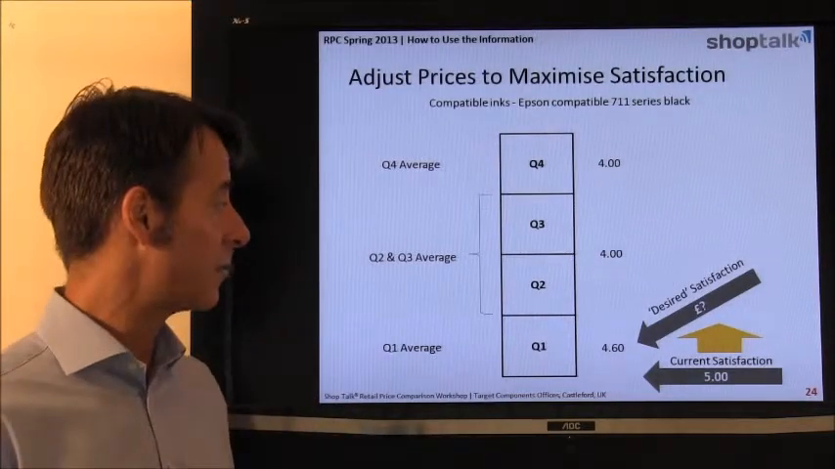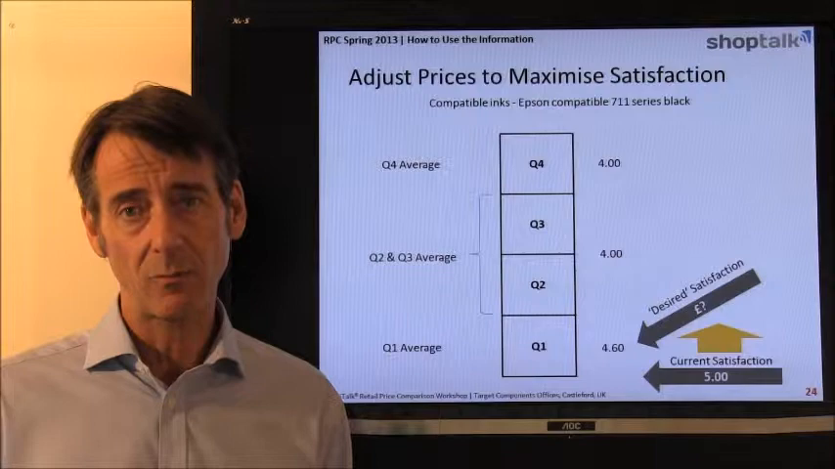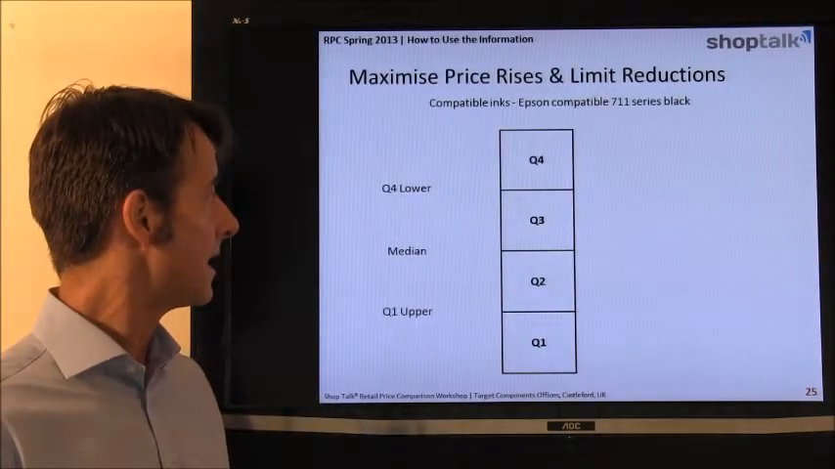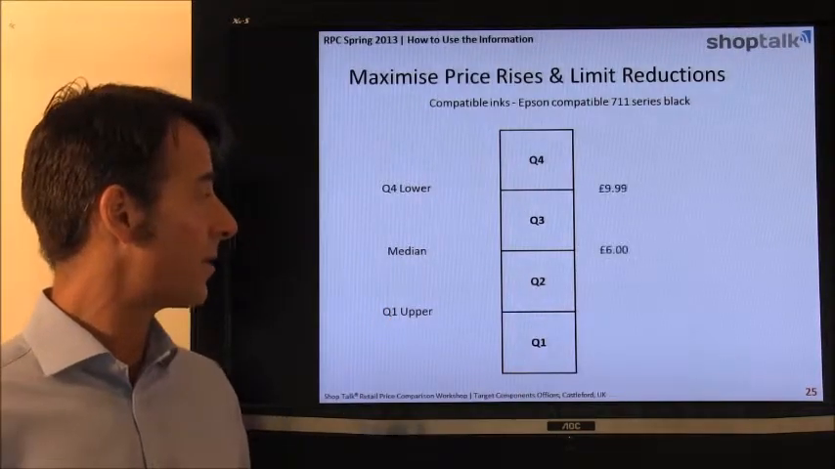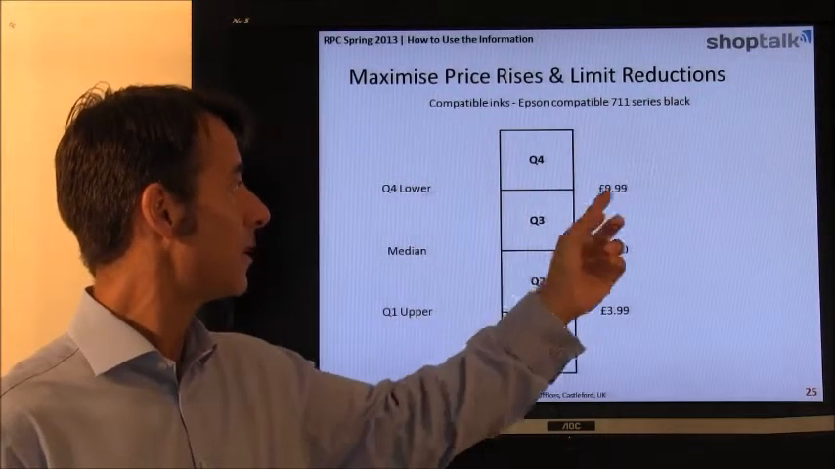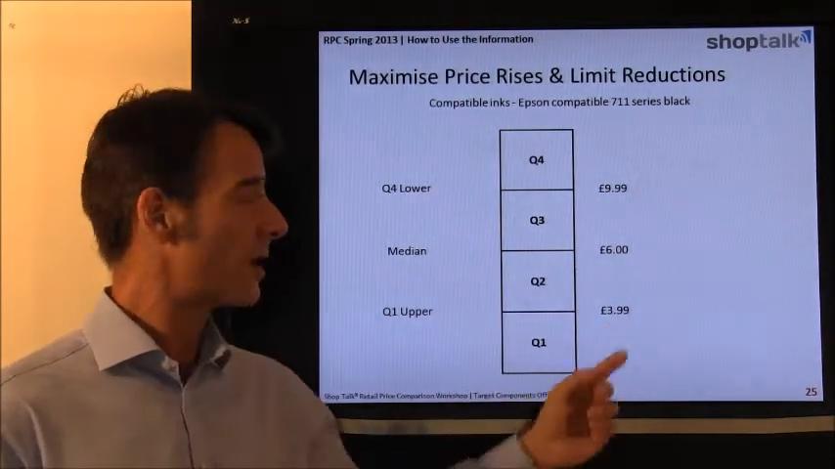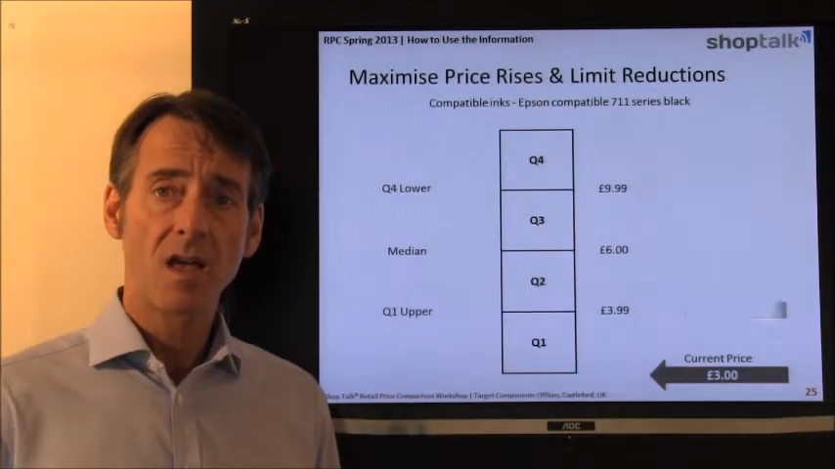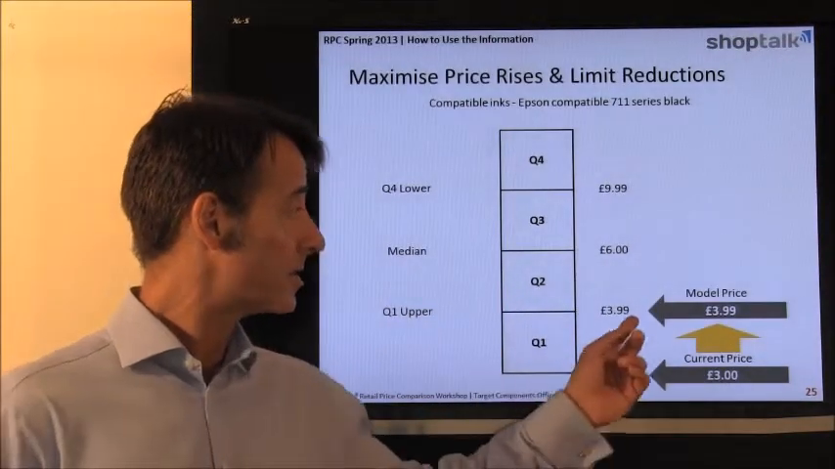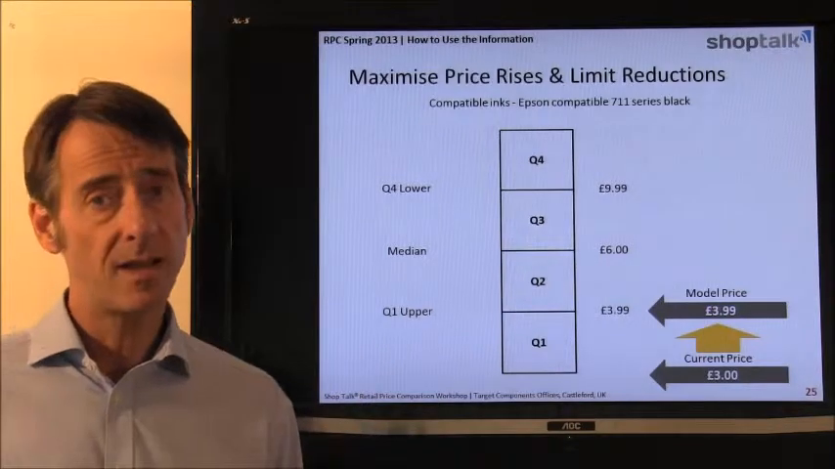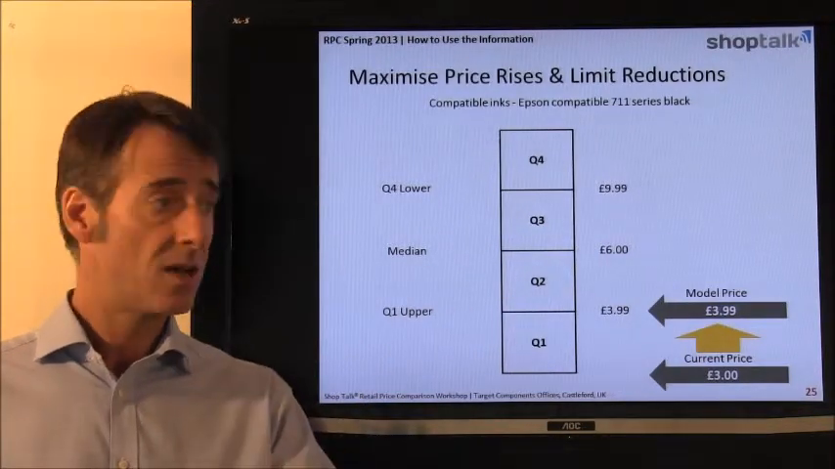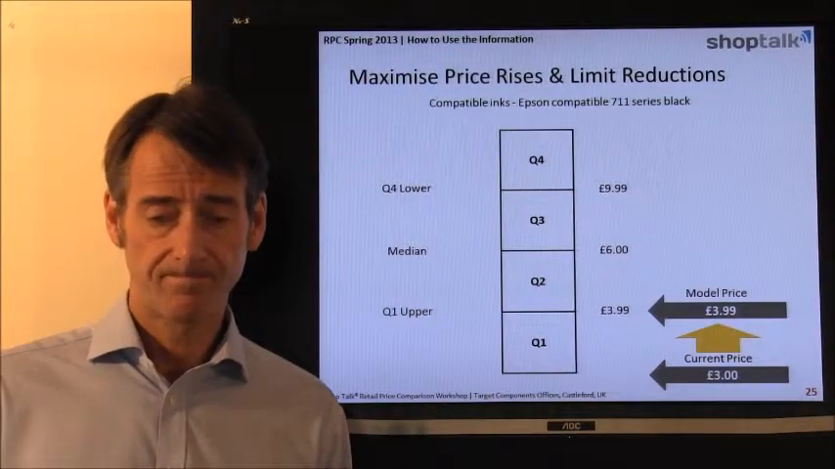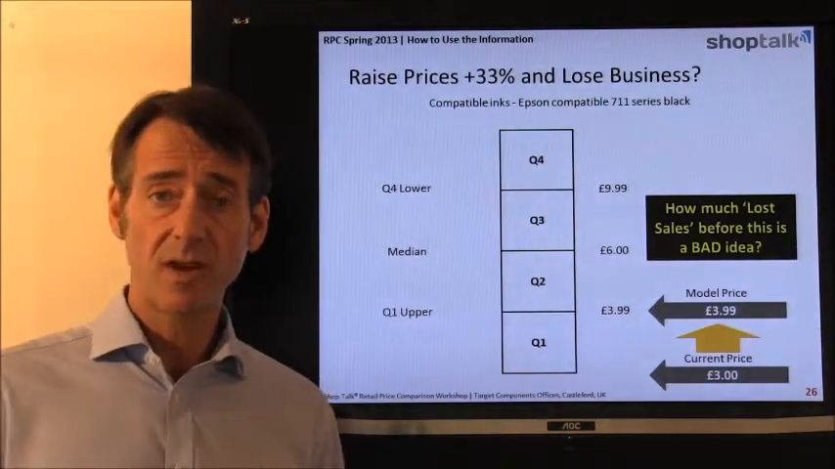Or another way of looking at it would be, what's the price that I should be looking at? What's the corresponding price? And if you recall, the way that works is it's going to be the Q1 upper price. So the Q4 lower is £9.99, the median is £6, and the Q1 upper is £3.99. My price is at £3. The model would suggest £3.99 would be a better price for me to consider. In other words, raising my prices by 99p. Okay, fair enough. Again, always trying to raise prices rather than lower them.